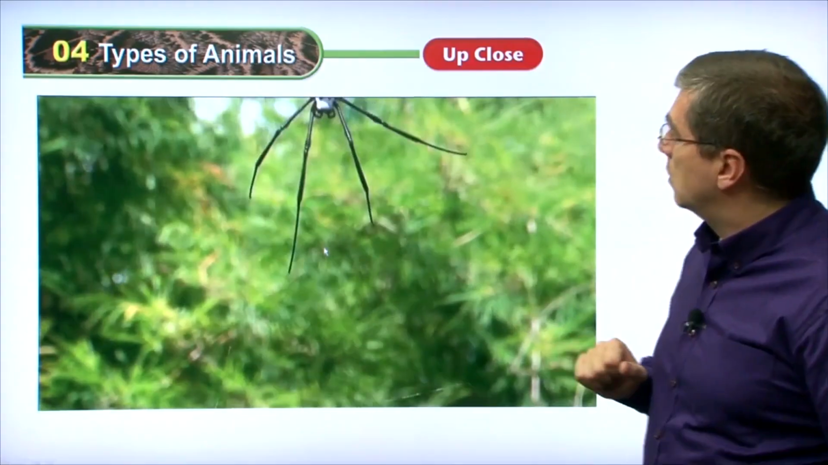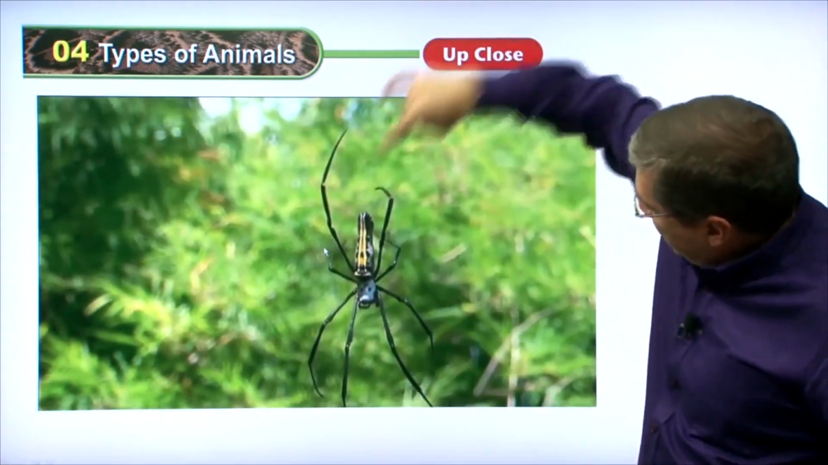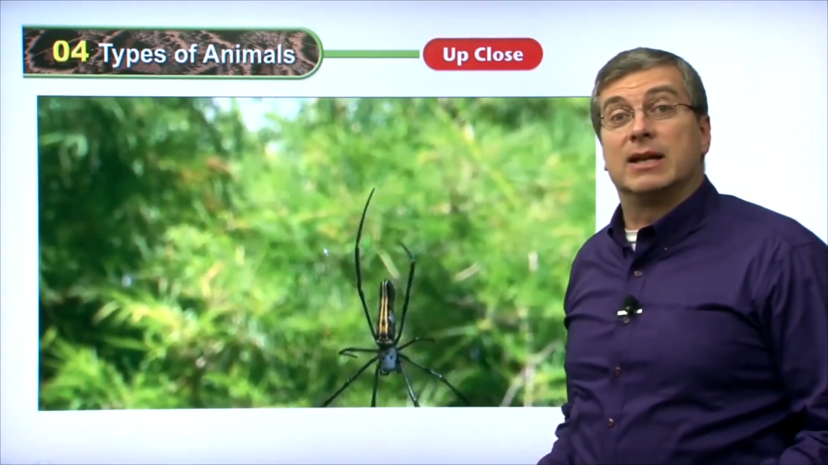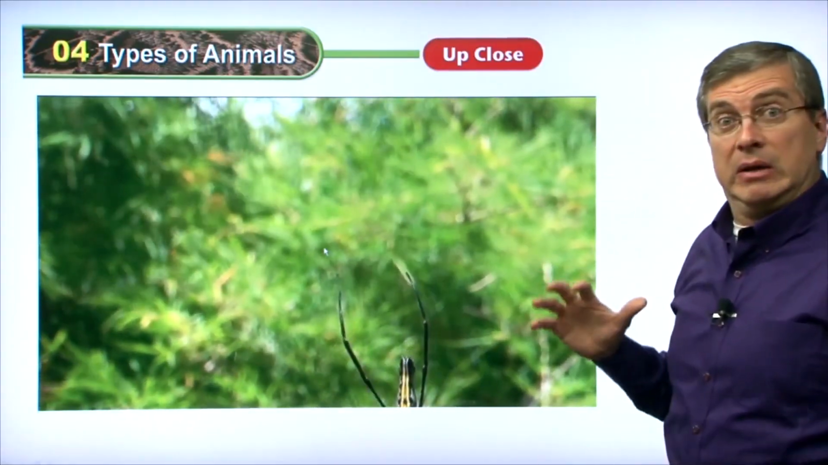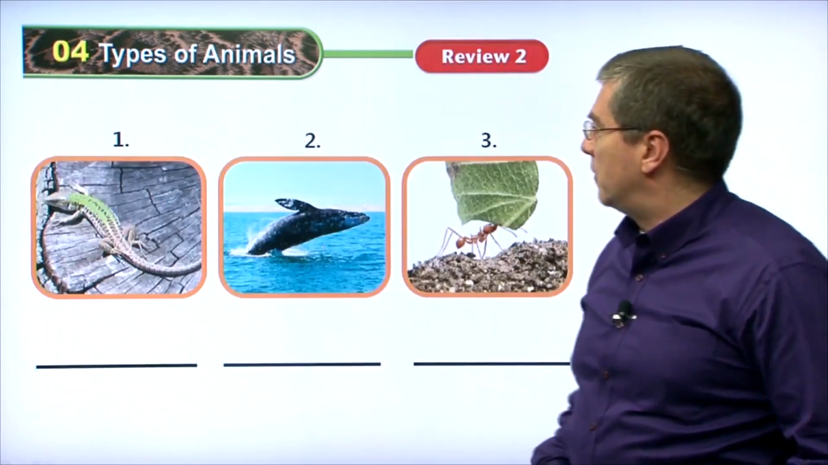Oh, whoa. Okay, here comes a spider. How many legs? 1, 2, 3, 4, 5, 6, 7, 8. There's 8 legs on that spider. Whew. That's a big spider, isn't it? Okay, he's gone. Okay, let's move on.